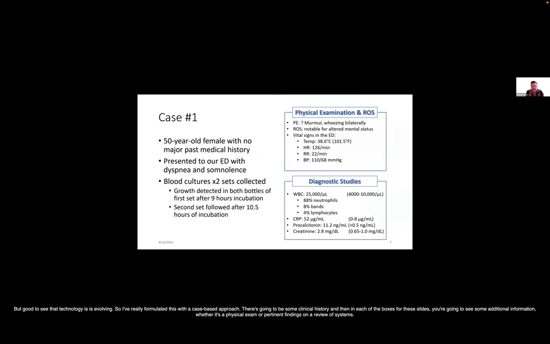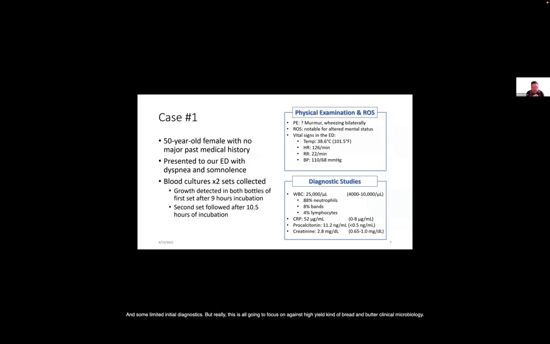So I've really formulated this with a case-based approach. There's going to be some clinical history, and then in each of the boxes for these slides, you're going to see some additional information, whether it's a physical exam or pertinent findings on a review of systems, and some limited initial diagnostics. But really, this is all going to focus on, again, high-yield, bread and butter clinical microbiology.